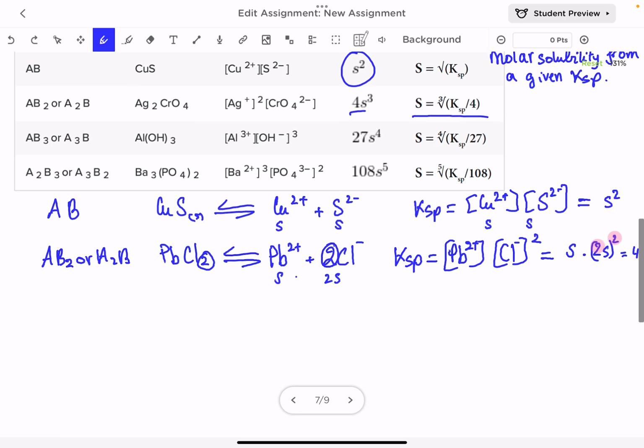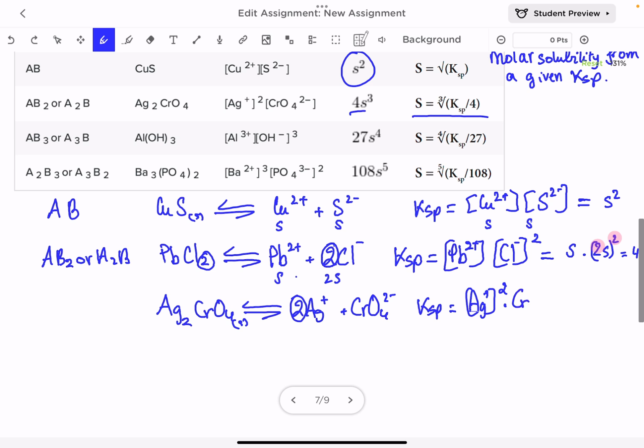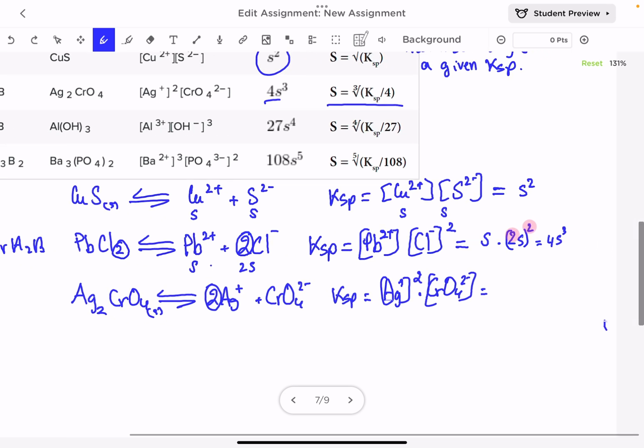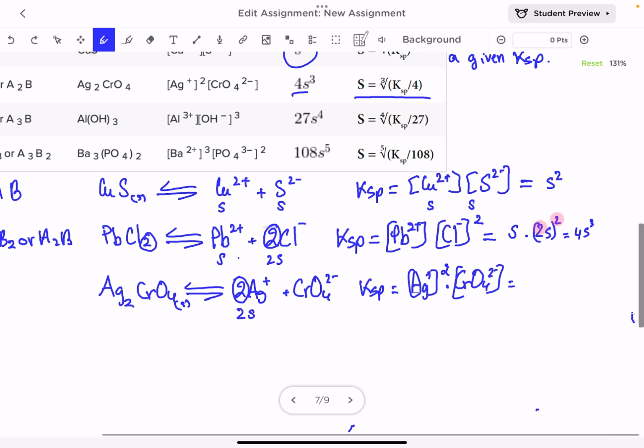Now let's take this example, Ag2CrO4, the silver chromate. Again, it's going to be 2 silver ion plus chromate. And the KSP over here is silver ion raised to the power of 2 multiplied by chromate ion raised to the power of 1. So therefore I have 2S and I have S. So when I substitute, it's 2S squared. As I told you, the number inside and outside must match, multiplied by S. So it is 4S cube.